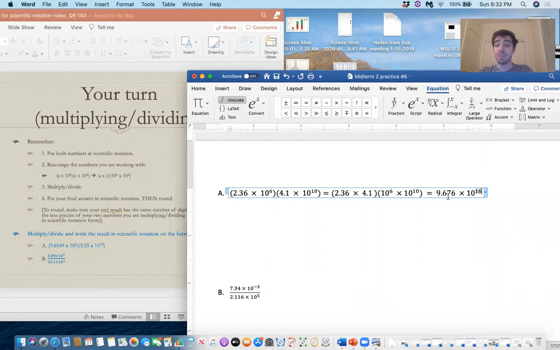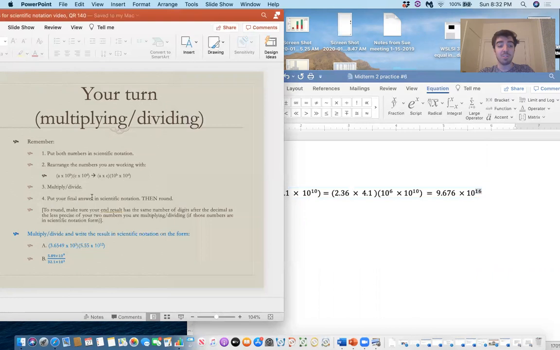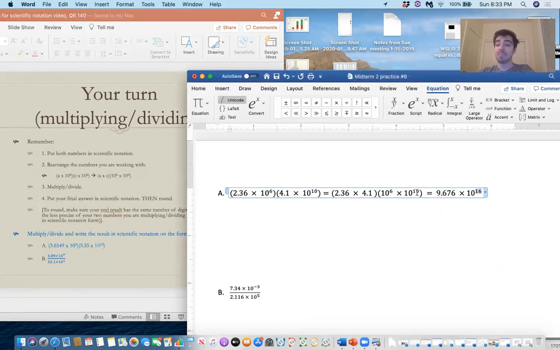Okay, so we're almost done with this one. There's two more steps. Next, we need to put our final answer in scientific notation. Lucky for us, it already is, but if it weren't, we would need to. Then we're going to round. Remember that when we are multiplying and dividing, we need to backtrack to the first instance where both of the numbers we are multiplying or dividing are in scientific notation. For us, that ends up being at the very start. They were already in scientific notation.